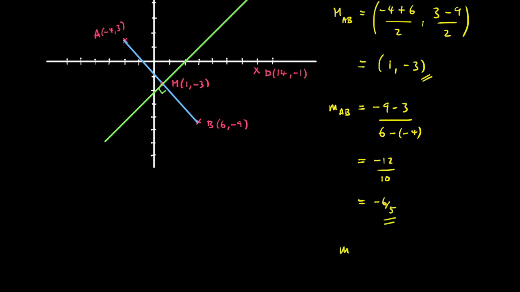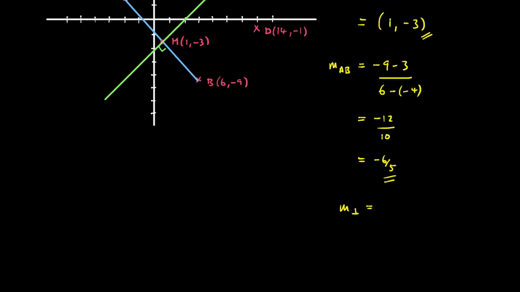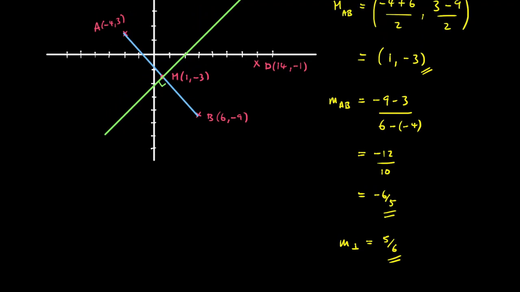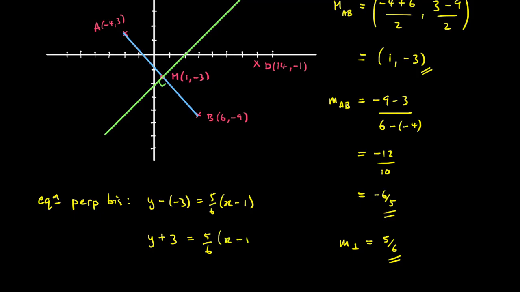And the gradient perpendicular to that will be the negative reciprocal. So we got -1 divided by -6/5, which is +5/6. So now we've got the gradient and we've got the coordinate point. We can find the equation of the perpendicular bisector by using the formula: y minus y1, so y minus -3 is equal to m, which is 5/6, x minus x1, so x minus 1. So we've got y plus 3 is equal to 5/6 of x minus 1.